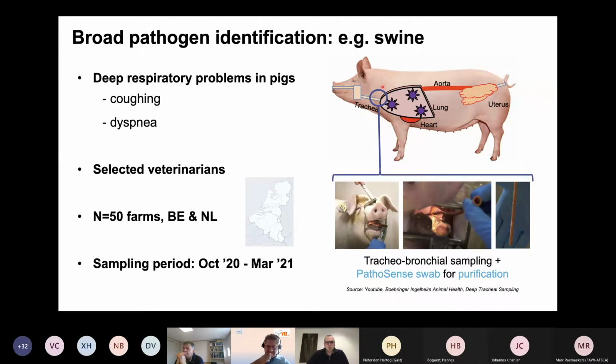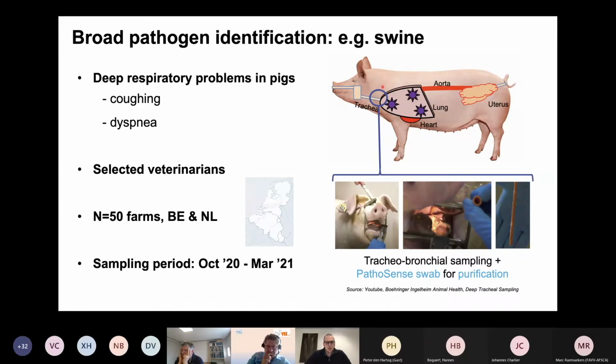As an example of broad pathogen identification, I chose here to use swine. In this case, I will be focusing on deep respiratory problems in pigs, pigs that are showing coughing or dyspnea. So we took samples. Actually, we didn't take the samples, but veterinarians from Belgium and the Netherlands took samples during the winter period, where you see most of these respiratory problems.